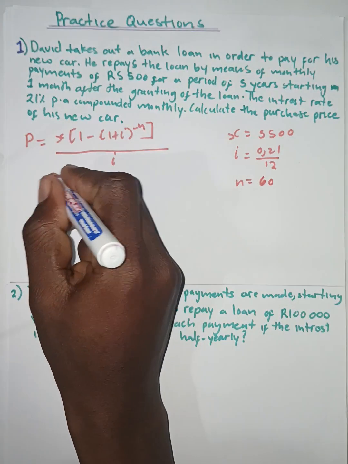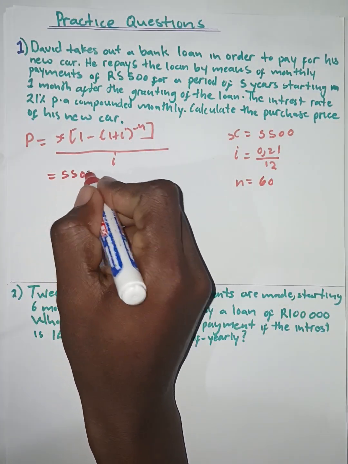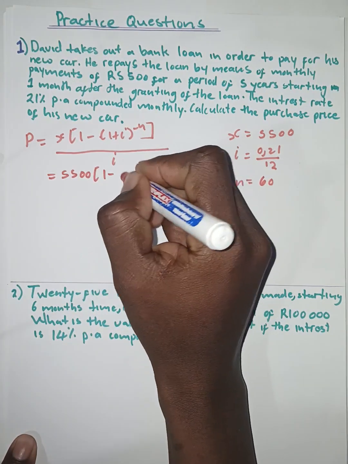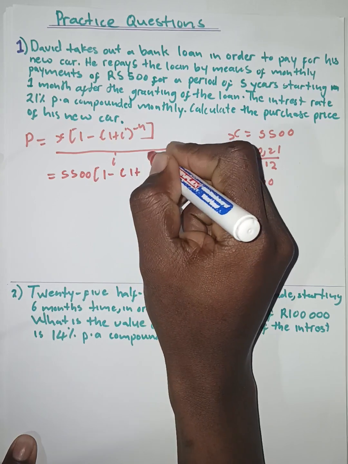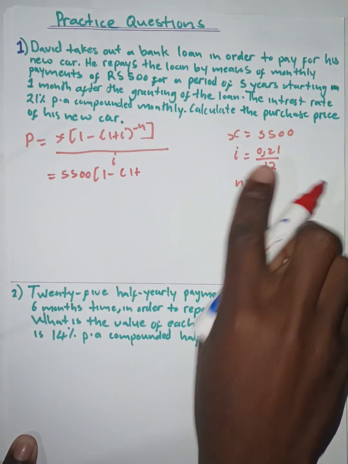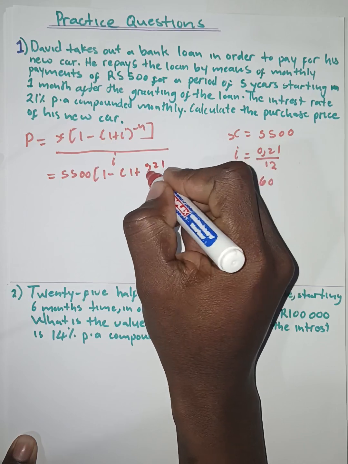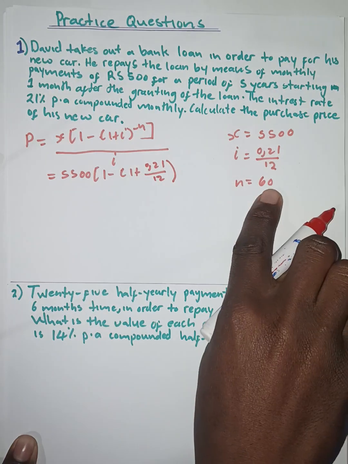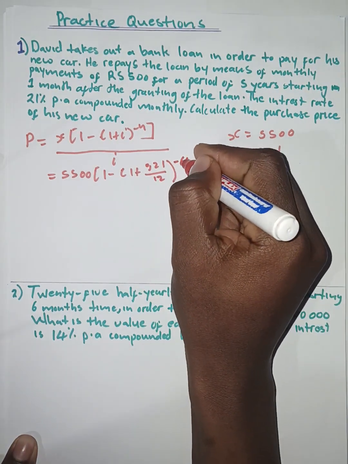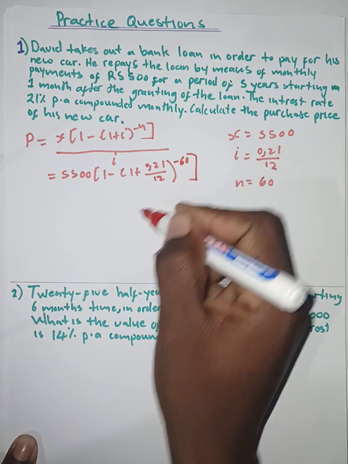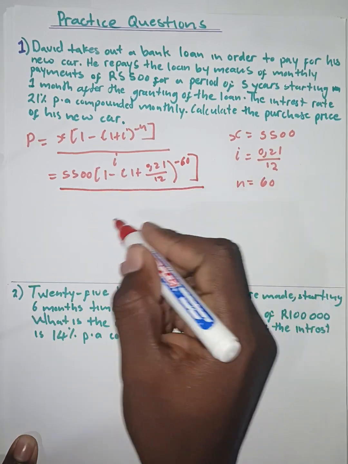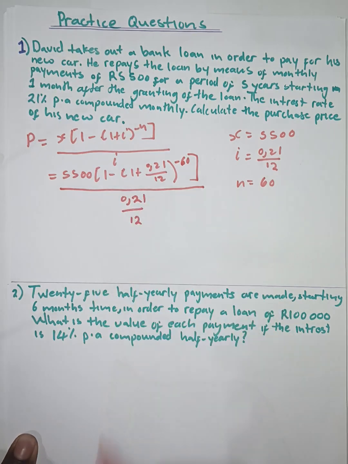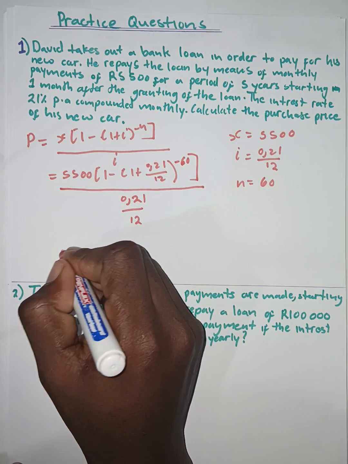So of course we're going to substitute there. We have 5,500 being the monthly payment, and again we have 1 minus 1 plus the interest. We say that's 21%, right? But we divide that by 12, so this will be 0.21 divided by 12, and of course the number of payments, we see that's 60, right? So this will be negative 60. Don't forget that. Then you close that bracket, and you divide everything by the interest, which is 0.21 divided by 12.